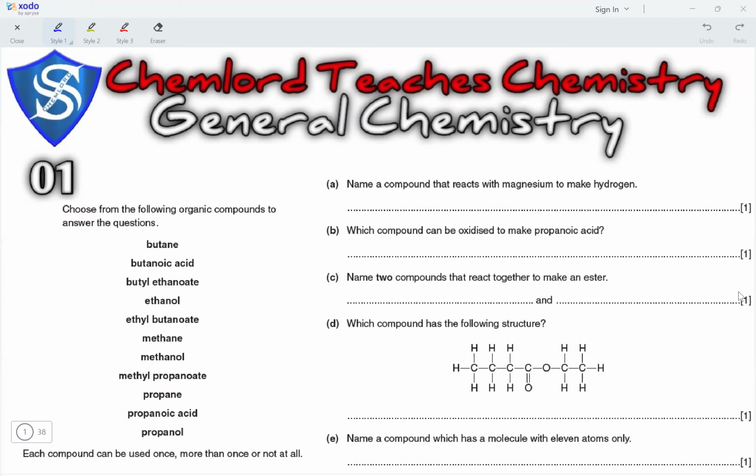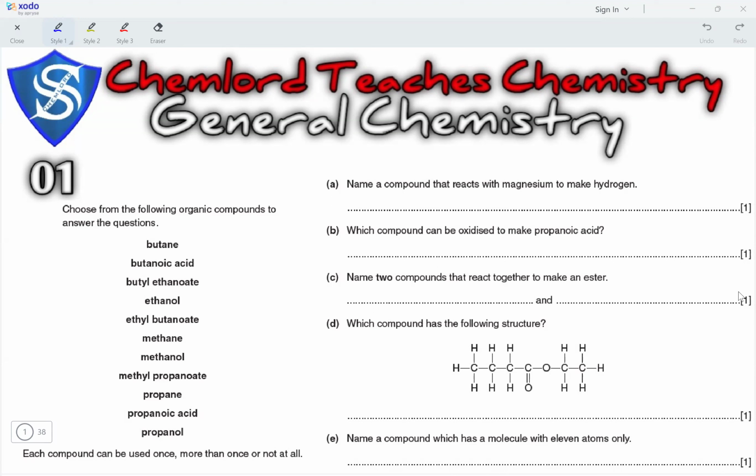Question 1. Choose from the following organic compounds to answer the questions. Butane, butanoic acid, butyl ethanoate, ethanol, ethyl butanoate, methane, methanol, methyl propanoate, propane, propanoic acid, and propanol. So this list includes alkanes, carboxylic acids, esters, and alcohols. Each compound can be used once, more than once, or not at all.